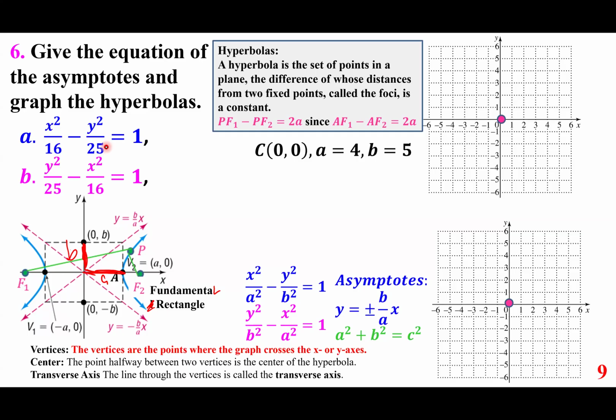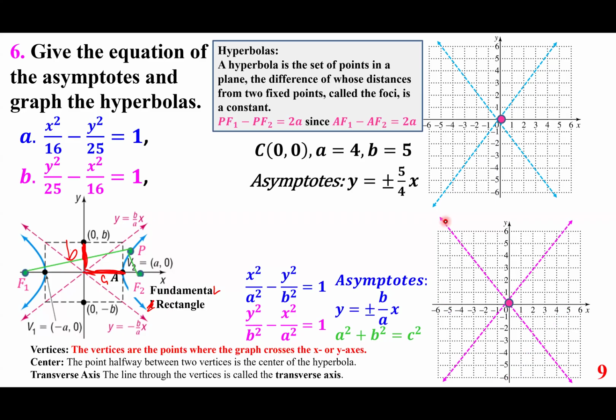Now, in both cases, the asymptote is y equals plus or minus b over a times x, so plus or minus 5 over 4 times x. And we can draw the two lines. One of them is y equals 5 over 4 times x. The other is y equals minus 5 over 4 times x. So I'm assuming no one has any problem with those.